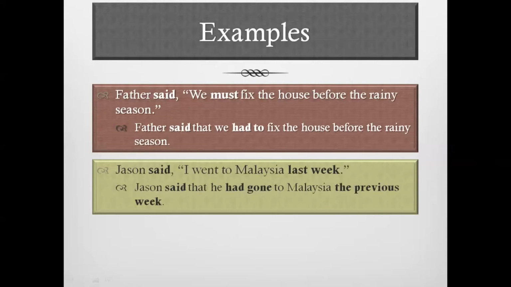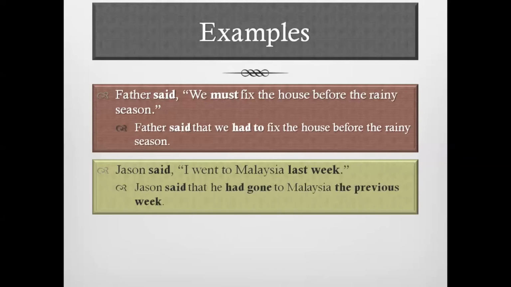Here are some more examples. Father said we must fix the house before the rainy season. Said is in the past, so we have to change the whole sentence into the past form. See, we changed must into had to, so it becomes Father said that we had to fix the house before the rainy season.